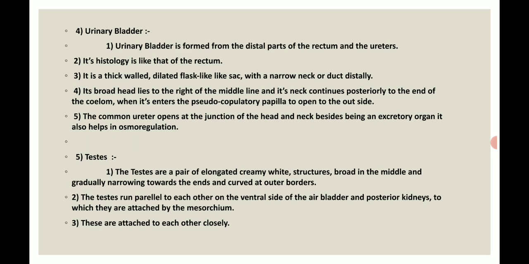Now the last one is the testis. This is the reproductive or genital organ of the male Wallago. The testes are a pair of elongated, creamy white structures, broad in the middle and gradually narrowing towards the end, and curved at the outer borders. The testes run parallel to each other on the ventral side of the air bladder and posterior kidneys, to which they are attached by the mesorchium. These are attached to each other closely.